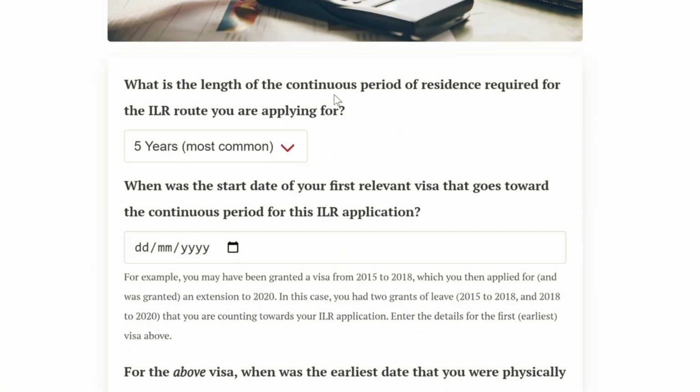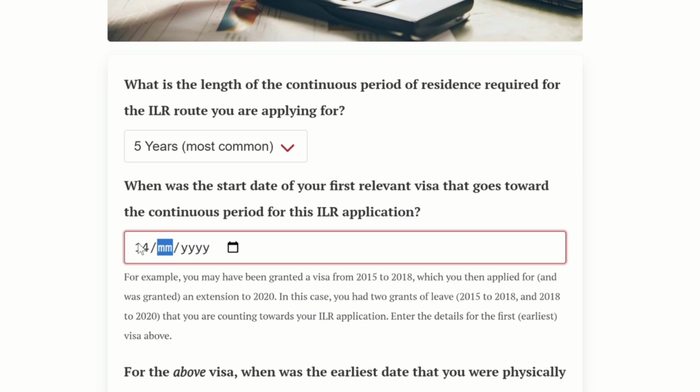Let's use the calculator and answer the questions here. The first thing is you select what is the length of the continuous period of residence required for the ILR route you're applying for. The most common one is 5 years. You select 5 years. When was the start date of your first relevant visa that goes towards the continuous period of the ILR application? For example, if you're applying for a skilled worker visa and it's a 5-year route that you're considering, what date was the approved day of your skilled worker visa? So the very first application you had, you just put it in here. I selected 14th of October 2021.